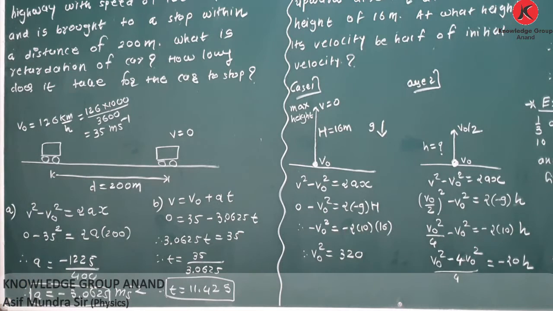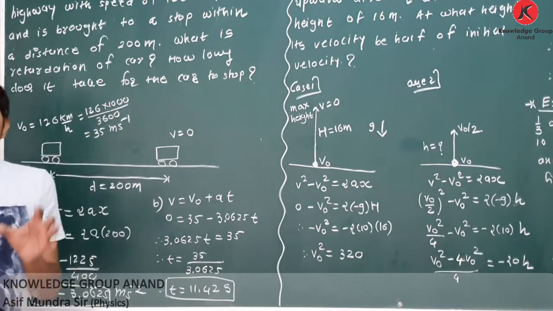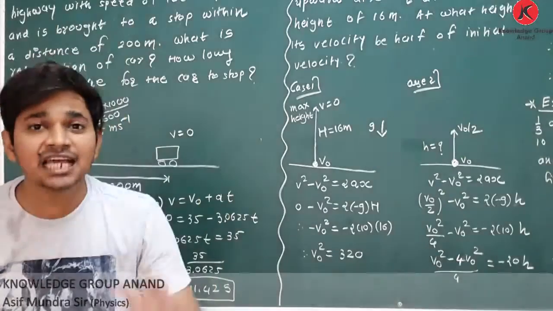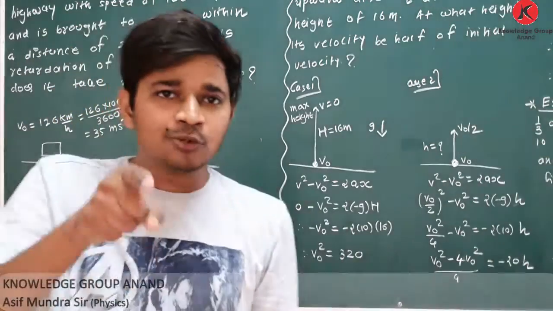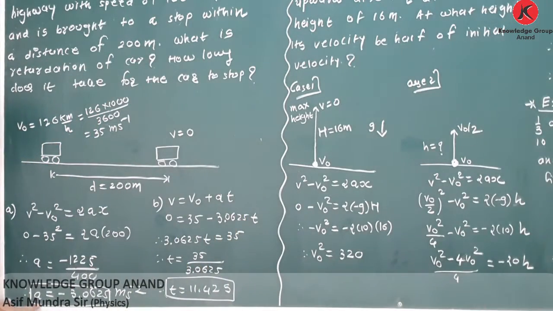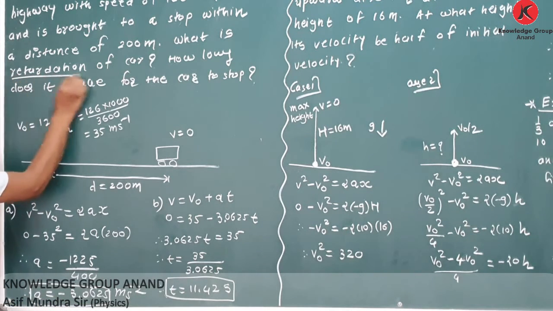x is 200 meters. Make a the subject, then a is equal to minus 35 square, which is 1225, divided by 2 into 200, which is 400. So 1225 divided by 400, a is equal to minus 3.0625. Now you may ask, sir, why the minus sign? It is retardation. Acceleration is produced in the opposite direction of velocity. So a equal to minus 3.0625 means retardation.